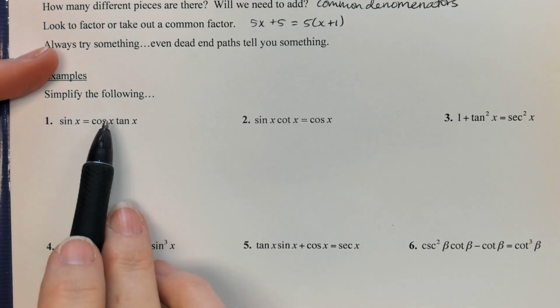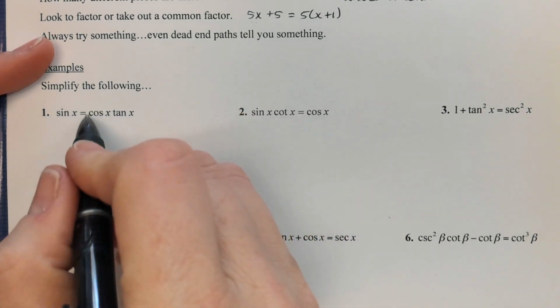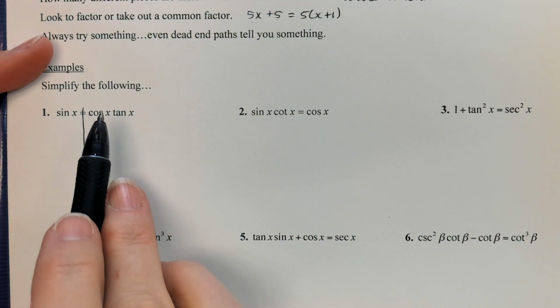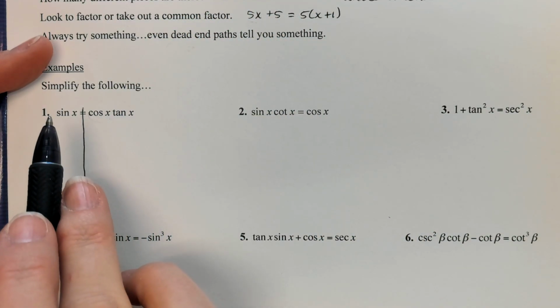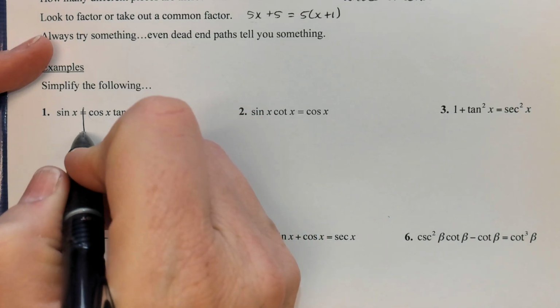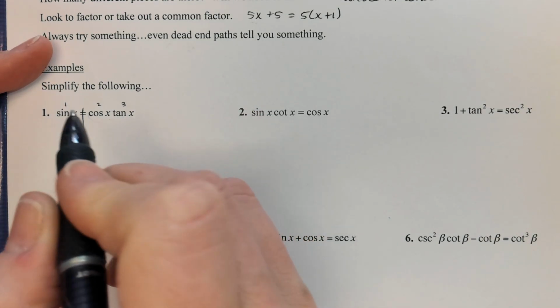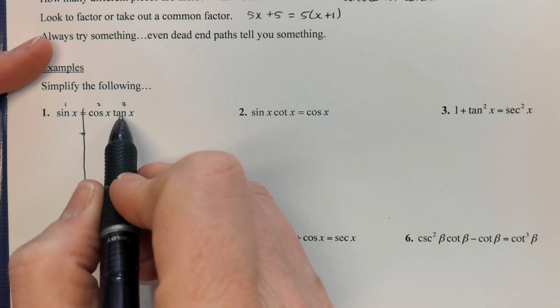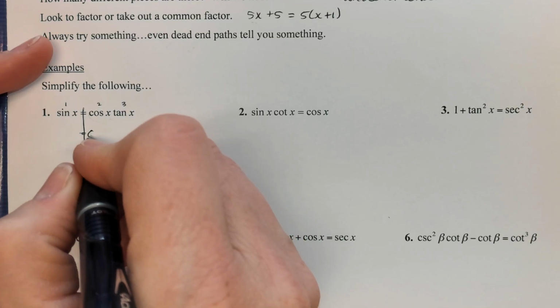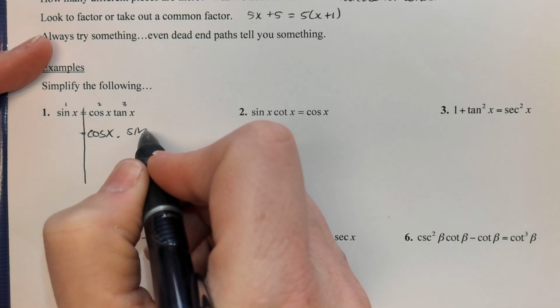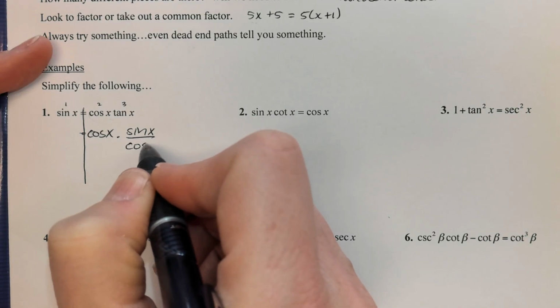First one, I've got sine equals cosine times tan. The more difficult side is this one. So in verifying, you're trying to make sure that this side does in fact equal sine. I've got three trig functions, a cosine, a sine, and a tangent, so I'm going to try and get that down to two. I can turn tangent into sine and cosine. So it's going to be cosine times, and then tangent is sine over cosine.